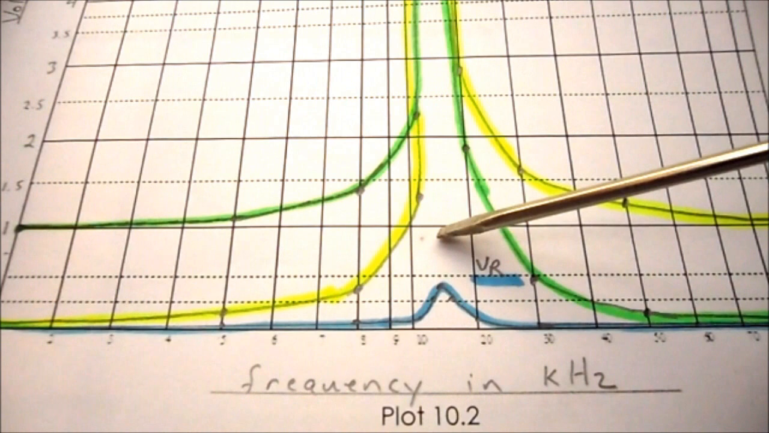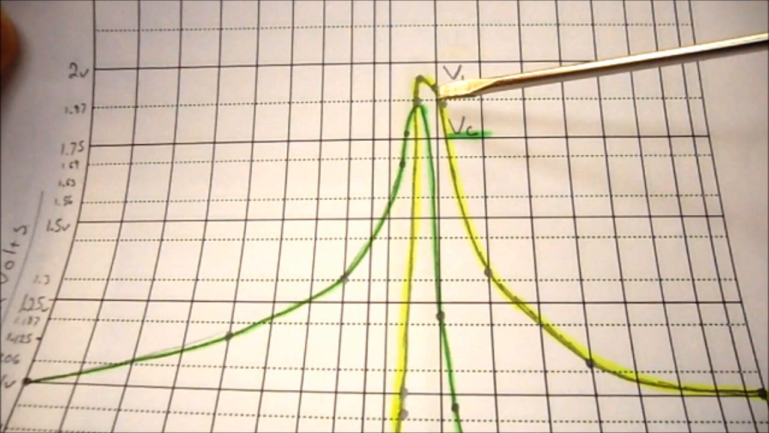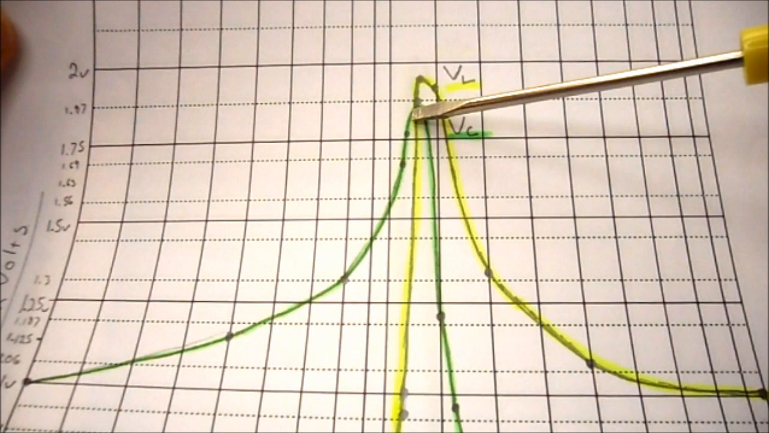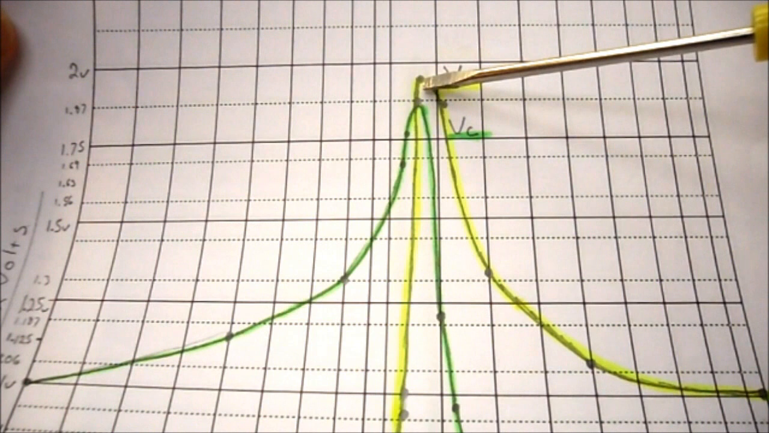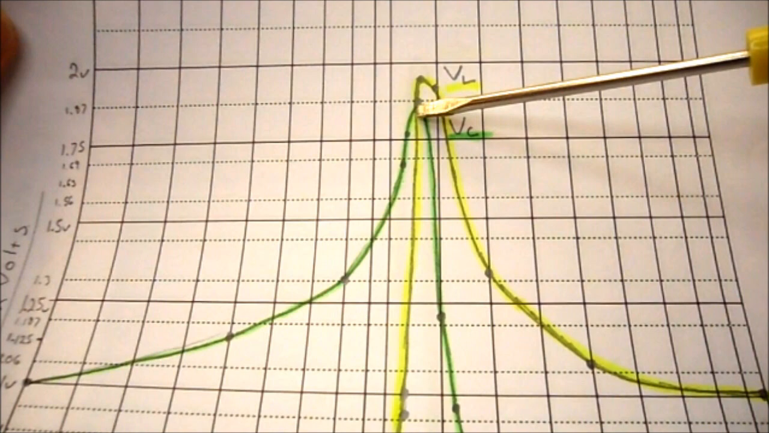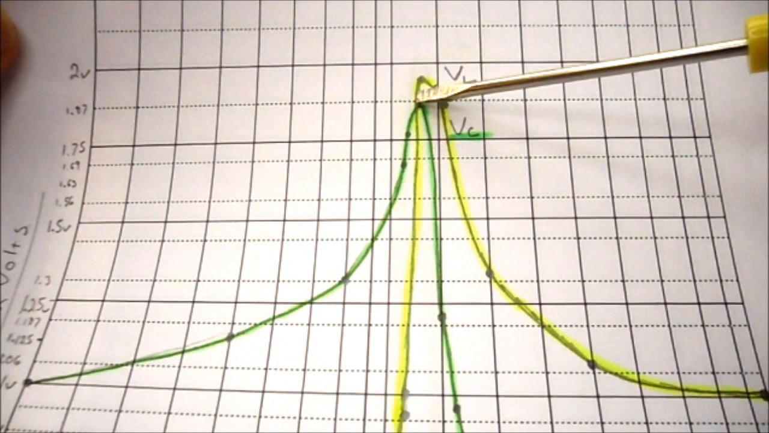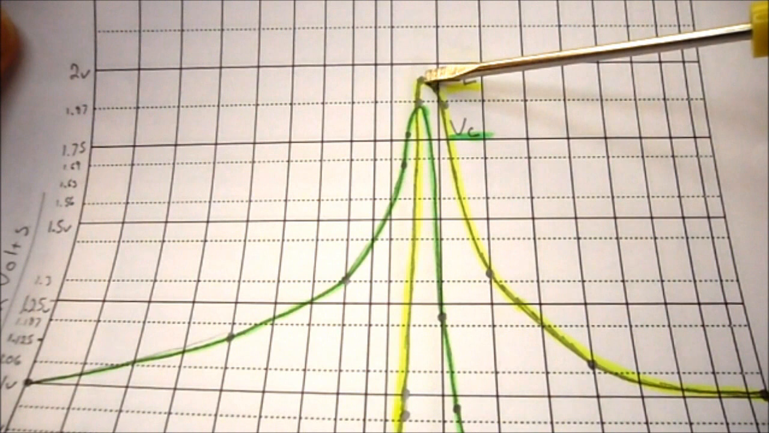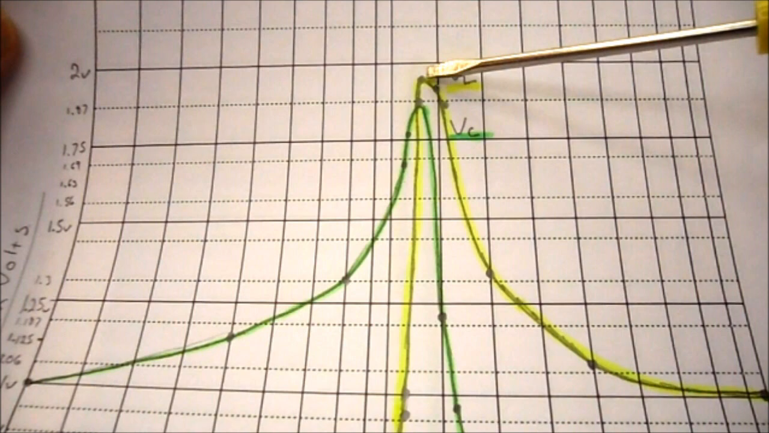There's one other minor observation you might have made, and that's the maximum voltage for VC and the maximum voltage for VL does not occur at exactly the resonant frequency. So VC maximum occurs just before resonance, and VL maximum will occur just after resonance. There are mathematical calculations involved in determining exactly where that is, but for today's lab, we're just going to take our measurements at resonance.